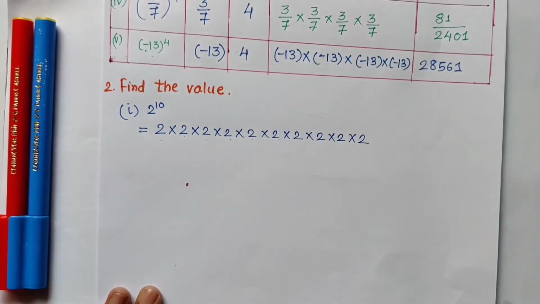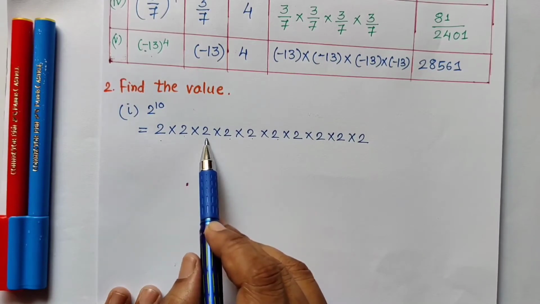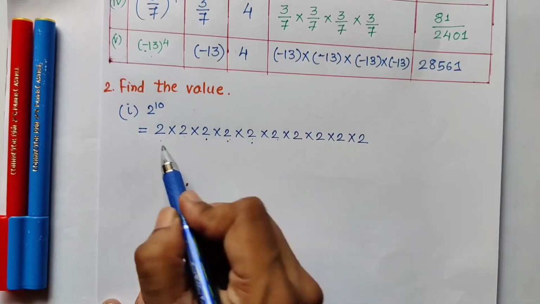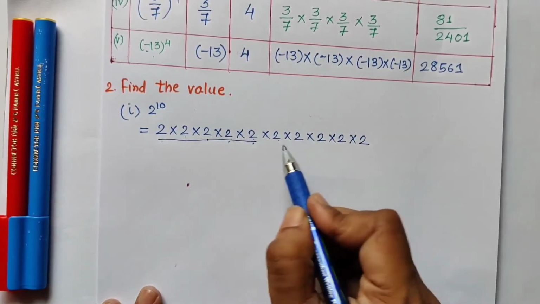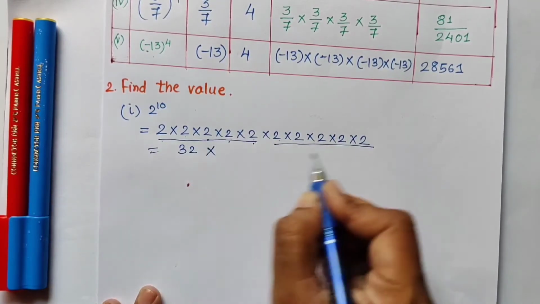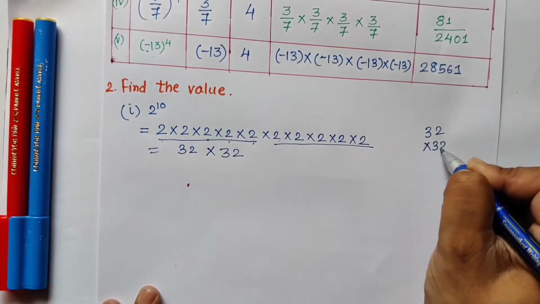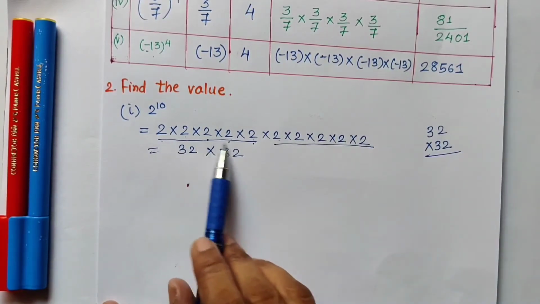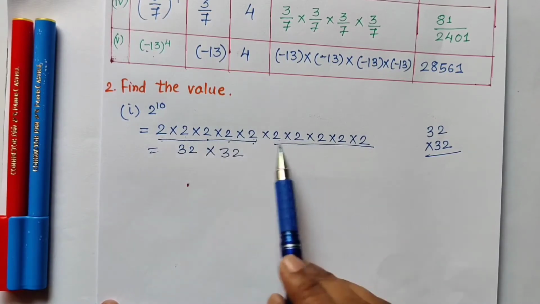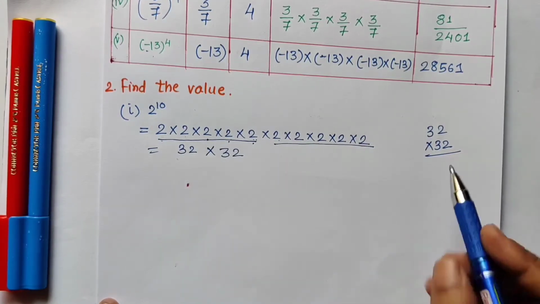Now we have to multiply. So multiply now. 2 2s are 4, 4 2s are 8, 8 2s are 16, 16 2s are 32. So this 5 times is 32 and this 5 times is 32. So first write 32 and then multiply by 32. And now you can do 32 into 32. It becomes very easy. Instead of multiplying all 2 10 times, first multiply these 5 2s, then multiply these 5 2s. So we are getting 32 into 32 and now multiplication becomes easy.